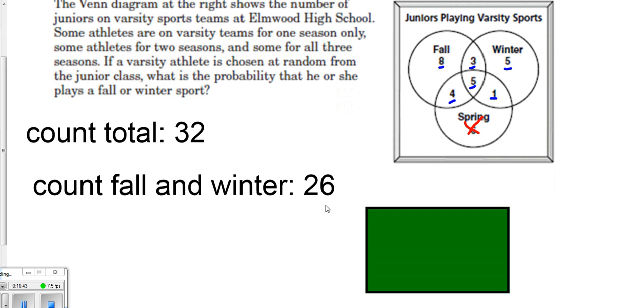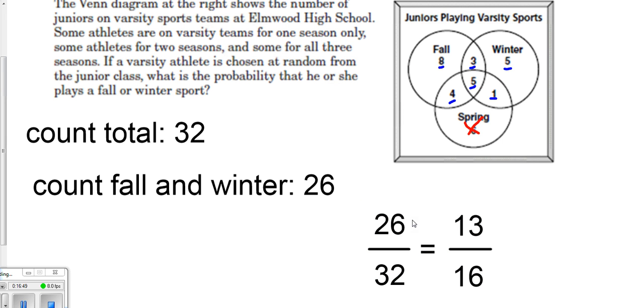So the probability that we pick an athlete at random and they happen to be in a sport in either the fall or in the winter would be 26 out of 32, which we can reduce to 13 out of 16.